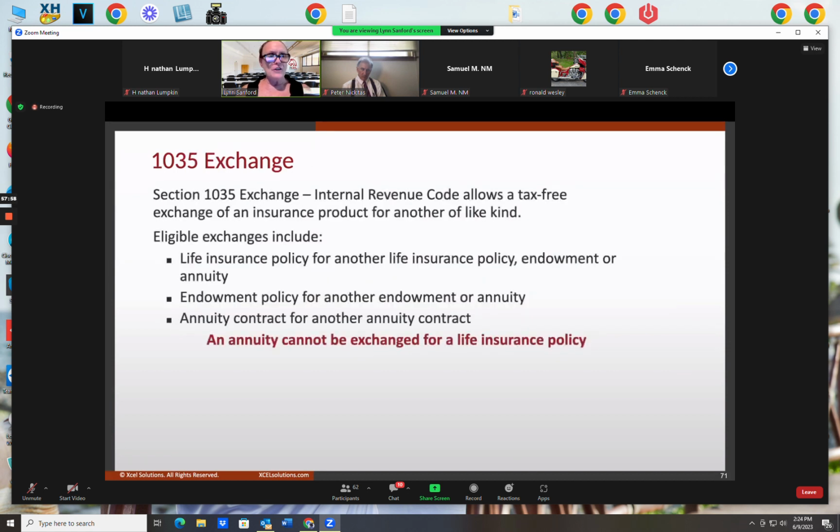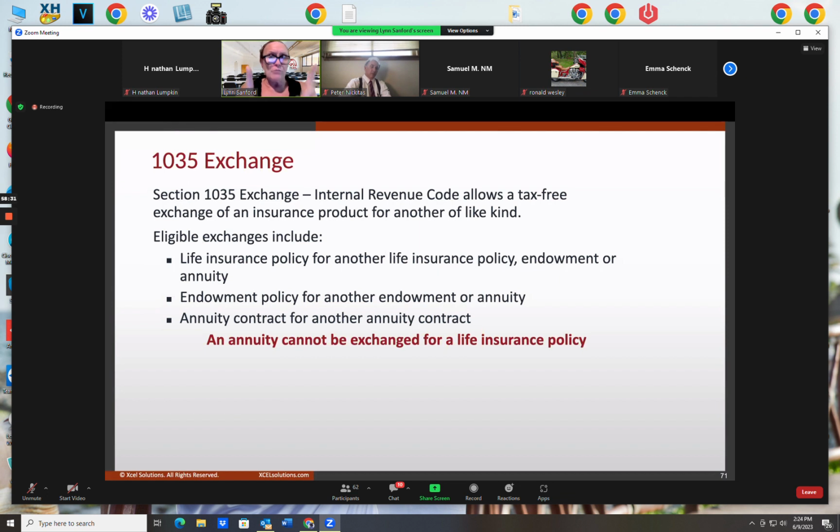Now, 1035 exchanges. This is Section 1035 of the Internal Revenue Code that pertains to moving cash value from one life insurance policy and putting it in a different cash value life insurance policy, or moving cash value from one life insurance policy that might have already matured and endowed to an annuity to provide an income stream for this person's retirement, or moving money from one tax-deferred annuity to a different tax-deferred annuity.